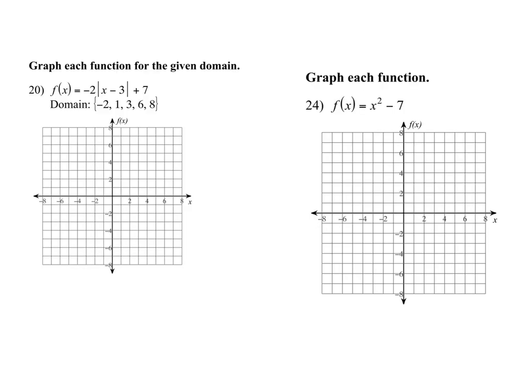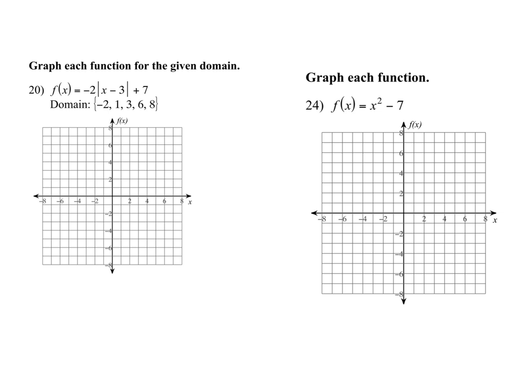The difference here, it says graph the function for the given domain, and it gives you these 5 numbers for x. On number 24, it just says graph the function. All right, for both of these, you're going to create a chart, but the difference is for number 20, you are literally just going to plot 5 points, period.